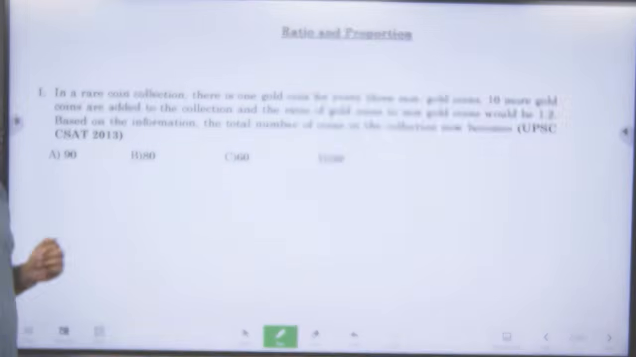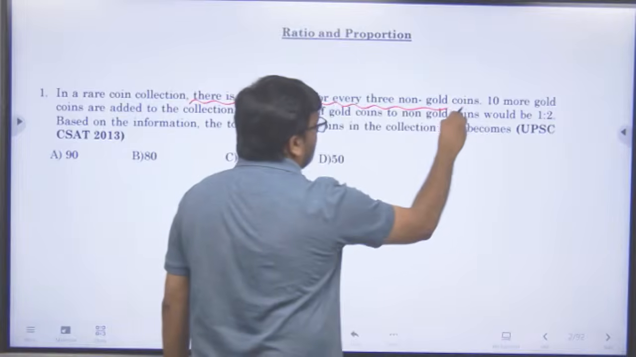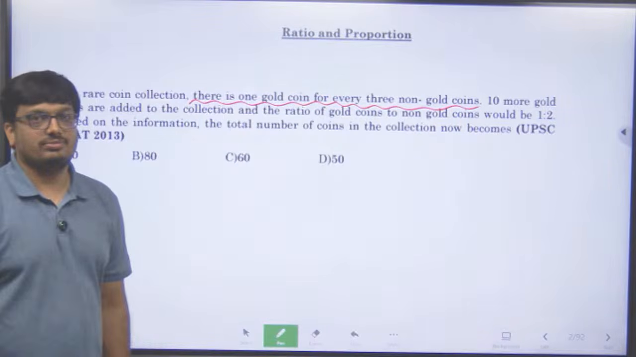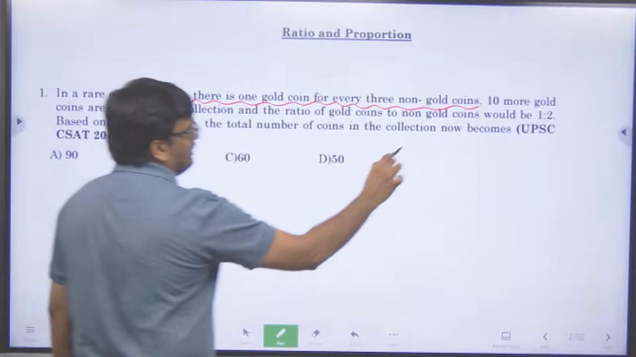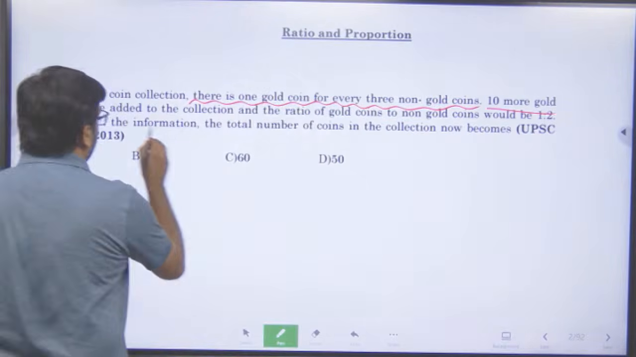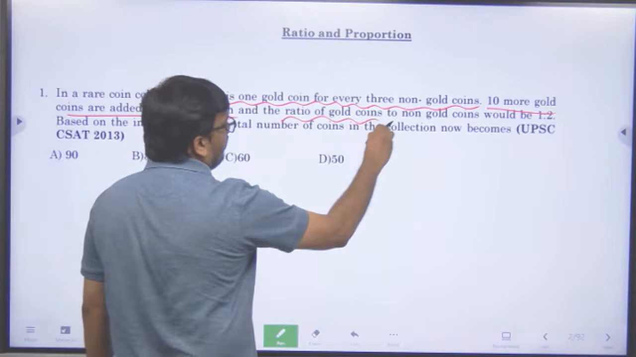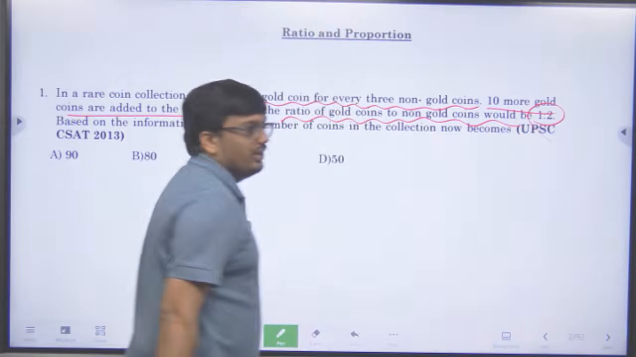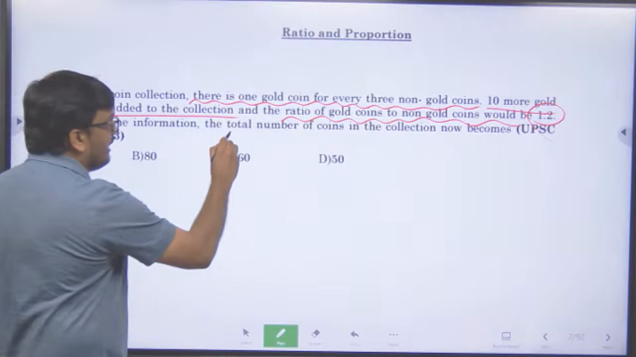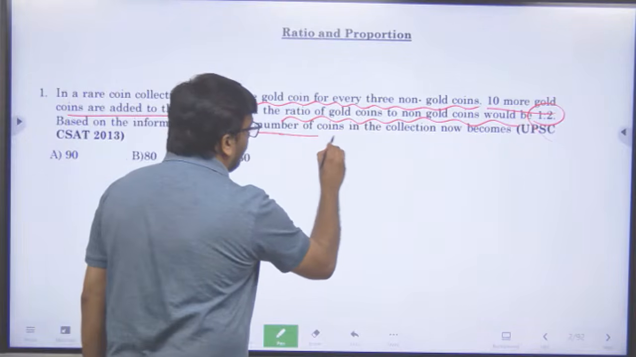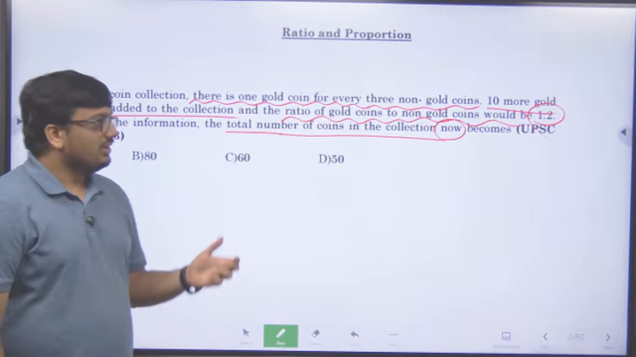In a rare coin collection, there is one gold coin for every 3 non-gold coins. 10 more gold coins are added to the collection. And the ratio of gold coins to non-gold coins would be 1:2. Based on the information, you should find the total number of coins in the collection now. How much is it? Listen carefully.